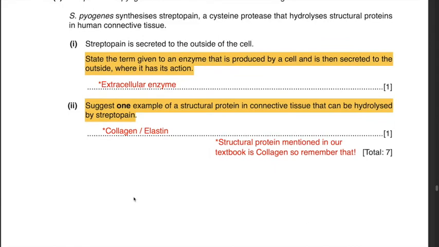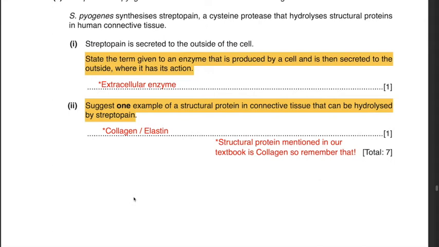Part C. Streptococcus pyogenes is a bacterium that can cause a range of diseases in humans. S. pyogenes synthesizes streptopain, a cysteine protease that hydrolyzes structural proteins in human connective tissue. Part 1. Streptopain is secreted to the outside of the cell.